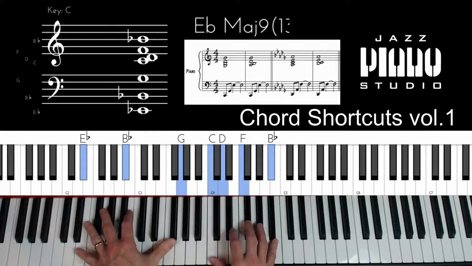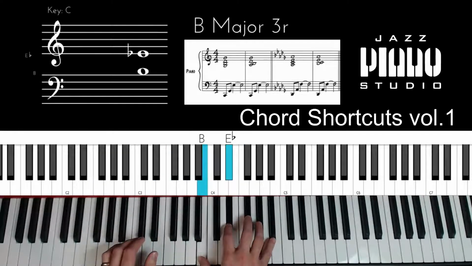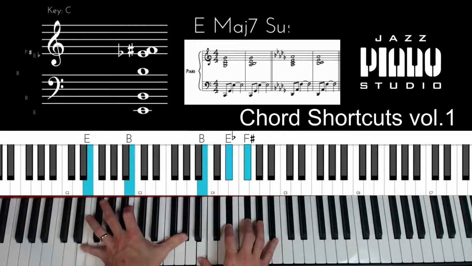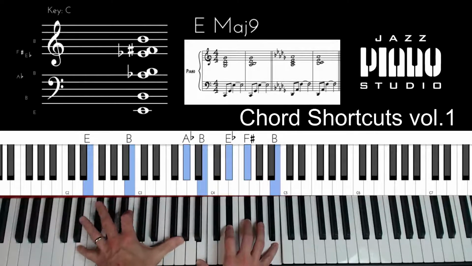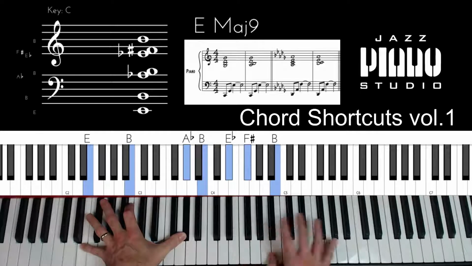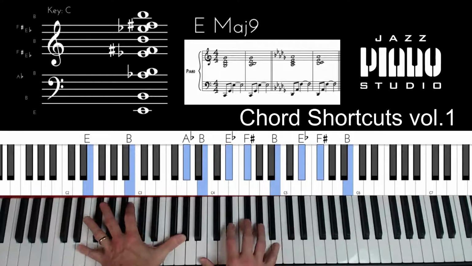Let's go ahead and go on up to E, E triad. Put a B triad on top, so E, B, and G sharp. Again, the fingering is the same. Get used to that sound, having a B triad on top.